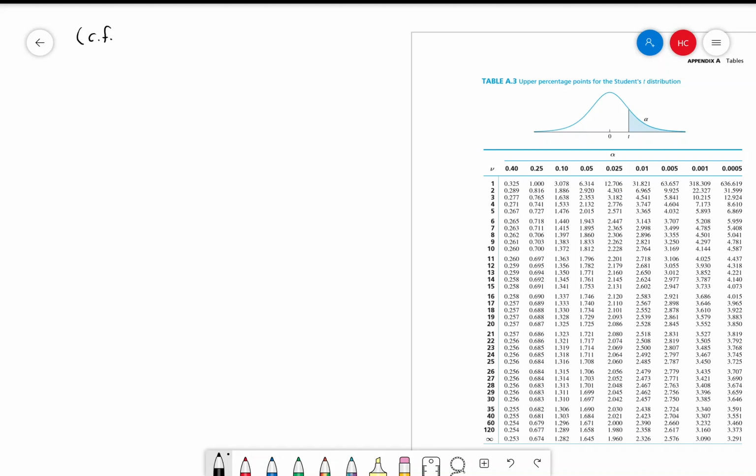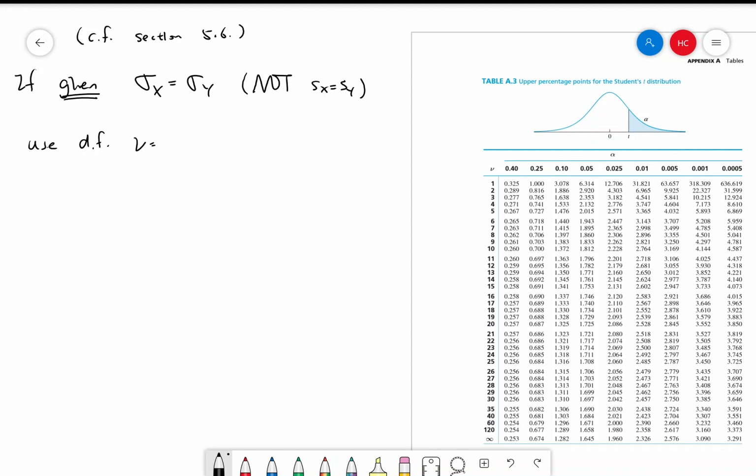Alright, so this is similar to section 5.6. If you are given explicitly that x and y have the same population standard deviation, notice it's population standard deviation, not sample standard deviation. So just because the sample standard deviations are the same, that's not enough. You have to be given that x and y have the same population standard deviation. In that case, you use the degree of freedom nu equals nx plus ny minus 2.